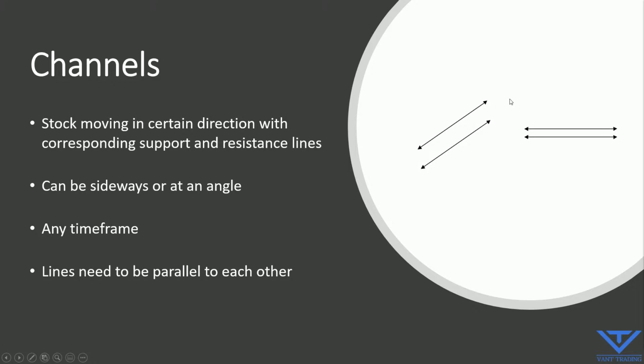This can happen on any time frame. The lines need to be parallel to each other. You don't want them moving closer to each other because then that's not a channel. Obviously, that's a wedge, and that wedge is slowly springing, and it's going to coil and snap. The channel isn't getting closer to each other necessarily. This channel could be occurring for months at a time, hours at a time, days at a time, depending on what time frame you're looking for.